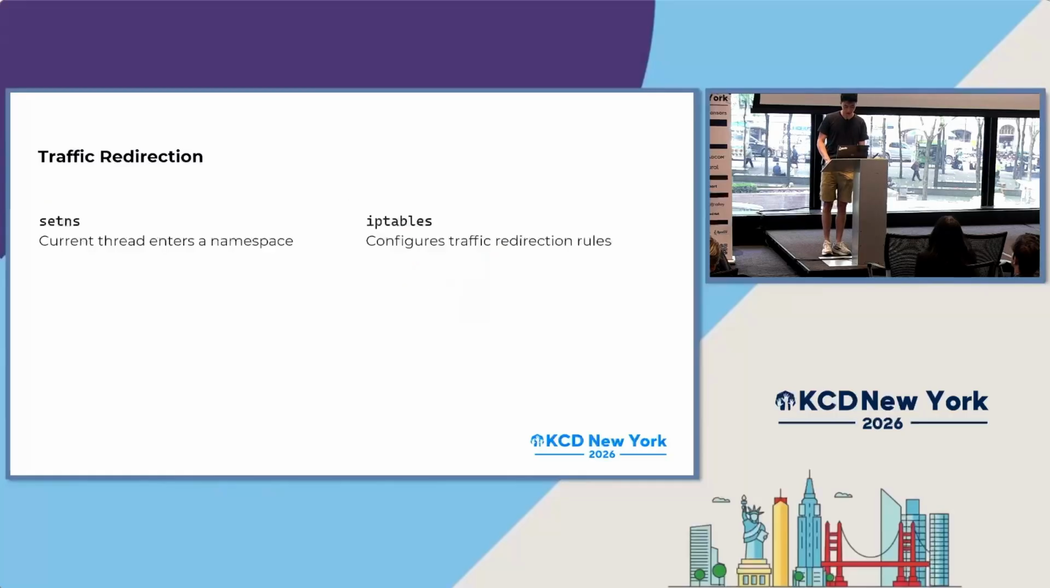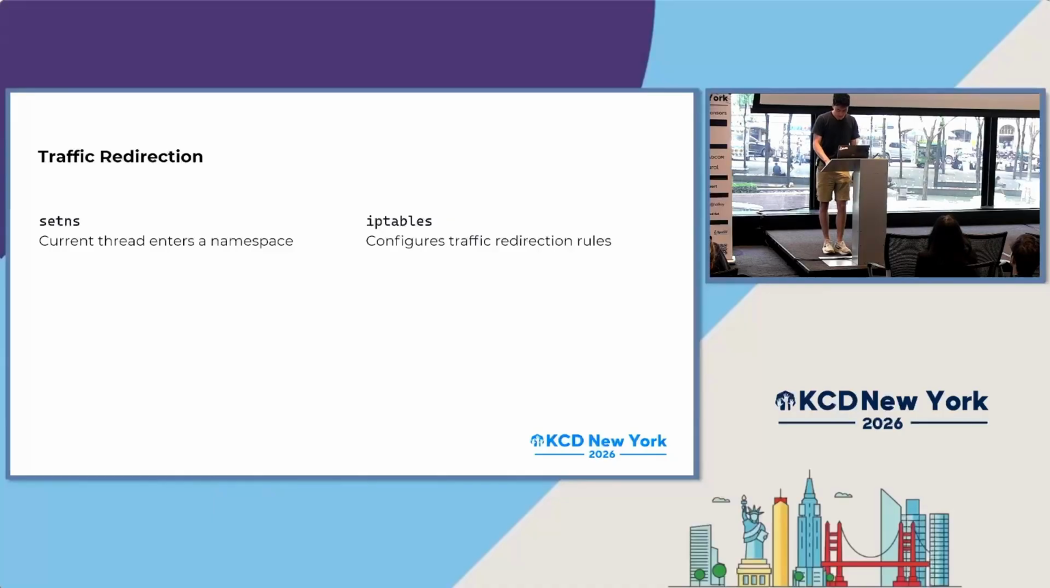And it'll do that using two primitives, setns and iptables. setns is a system call that allows the current thread to enter a different network namespace. Remember that diagram from before? It allows you to move across these pods and look at different network stacks or different network namespaces. And finally, you have iptables, which allows you to configure traffic redirection rules. So I know that's a lot of moving parts to put together.